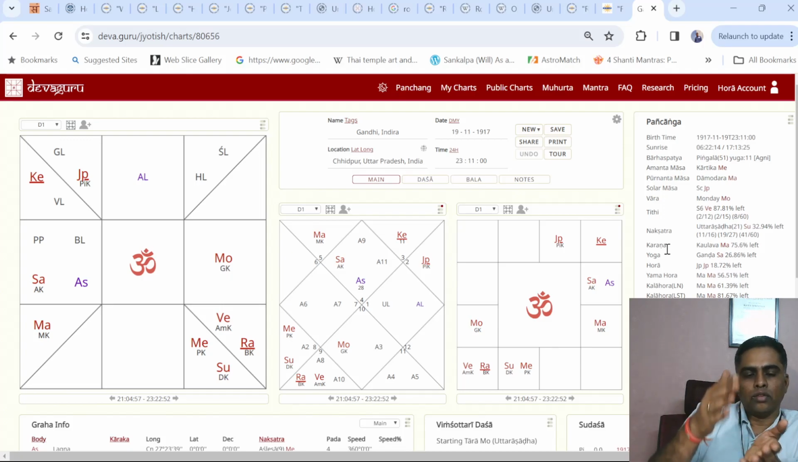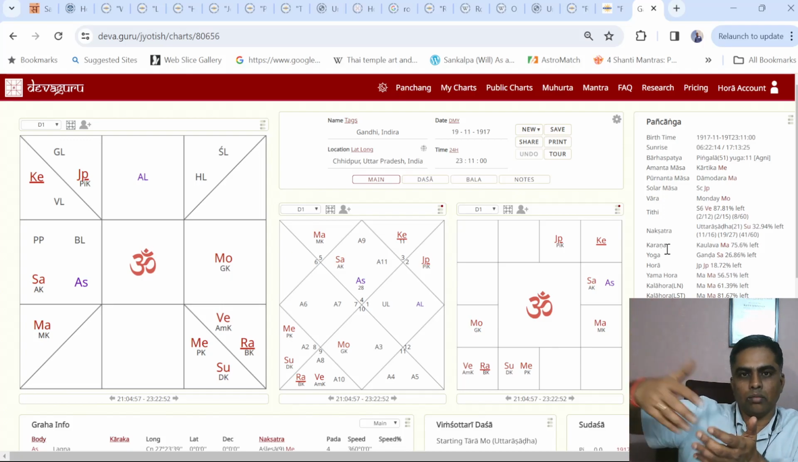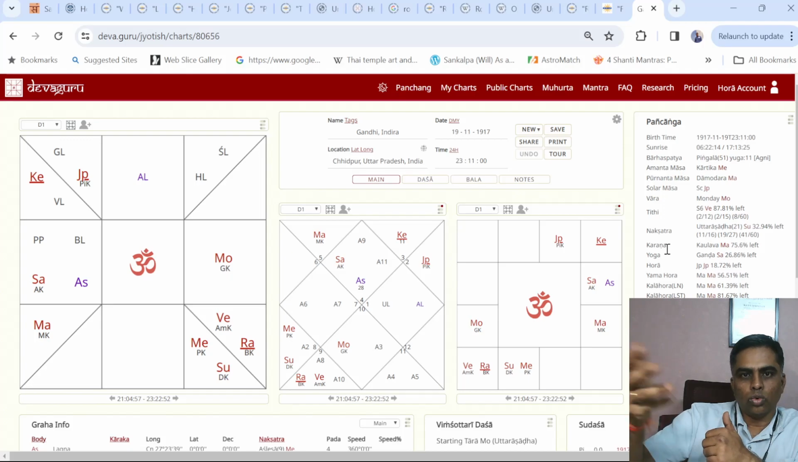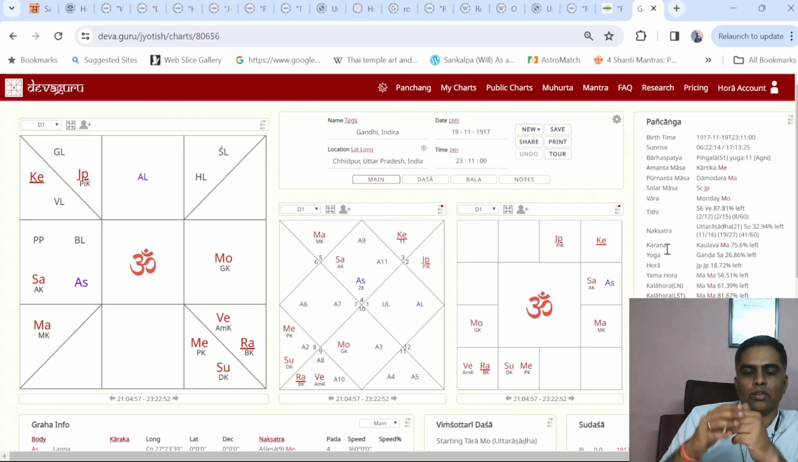And since there are 30 Tithis in a month, in a cycle of moon's phases, 30 into 2, there are 60 Karanas. But there are certain types of Karanas which get repeated again and again. There are 7 of these, hence they are called Chara Karanas because they get repeated. And then there are 4 which are called Sthira Karanas. So these are the number of Karanas.